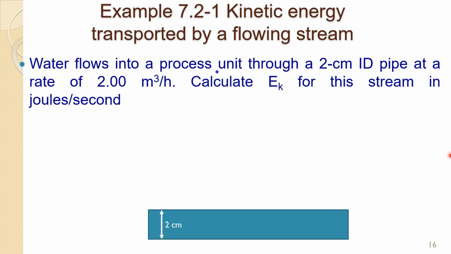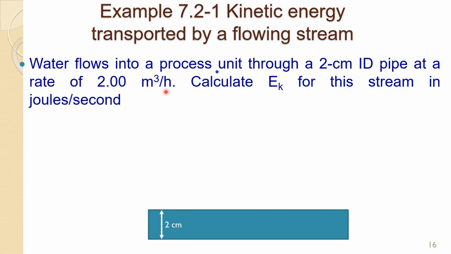How about, so this is an example. Kinetic energy transport by a flowing system. So this is a pipe. Water flows into a process unit through a 2 centimeter ID. ID means what? Internal diameter, okay? Inside diameter. Pipe at a rate of 2 cubic meters per hour.